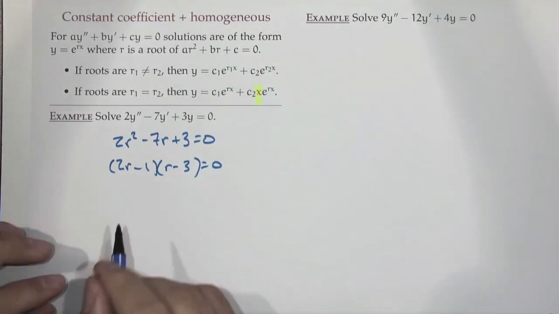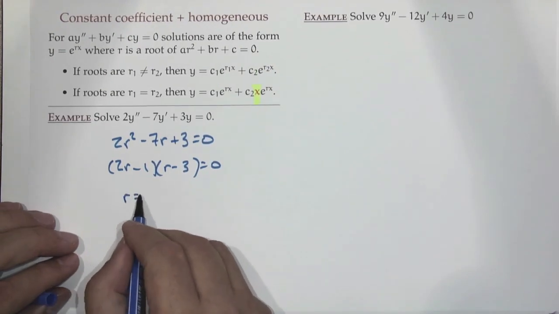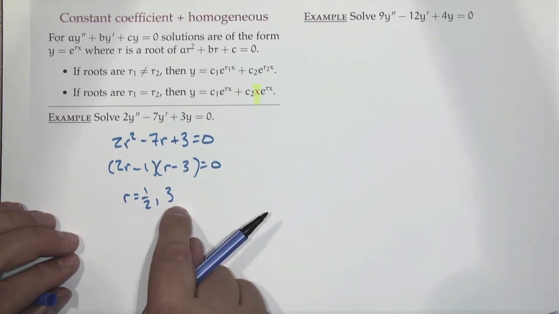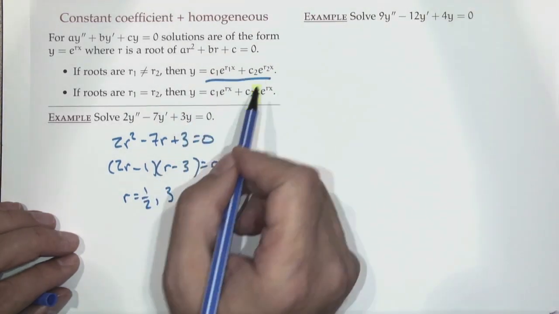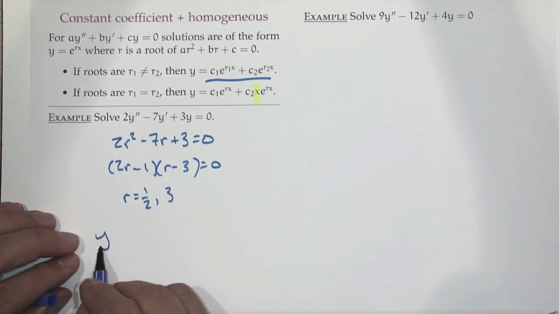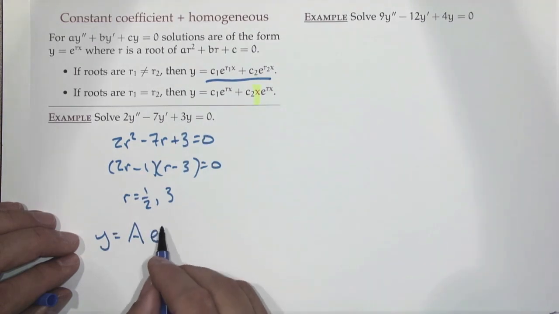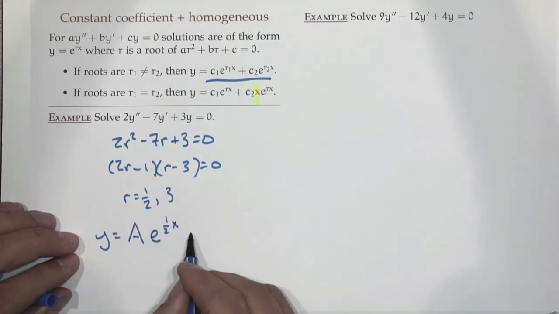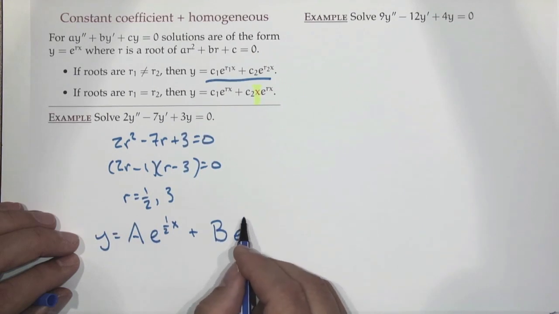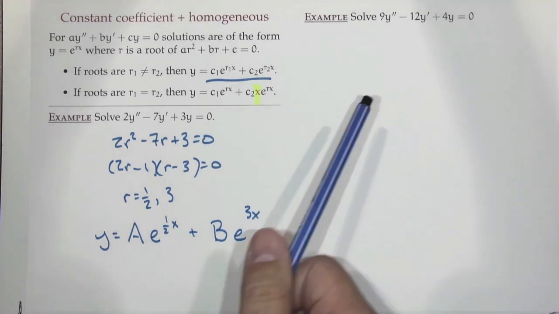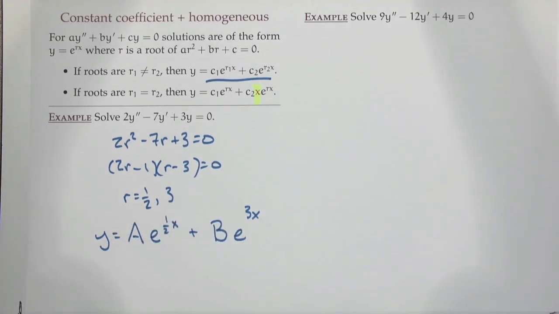Okay, so what are the roots? 1/2 and 3. They're not the same. So, great, we're in this case. So that says our solutions look like some constant, I can just use a, I don't have to use c1, times e to the 1/2 x plus some constant times e to the 3x. Should we do this one really quick? Yeah, let's finish it. We're completists. We want to complete stuff.